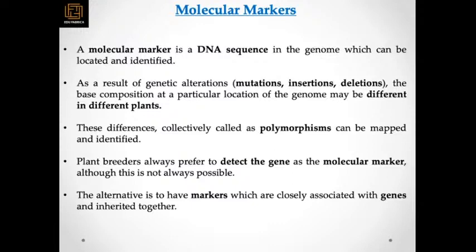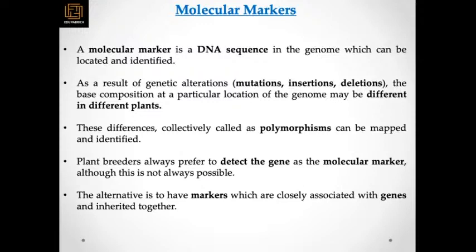So a molecular marker is a DNA sequence in the genome which can be located and identified. Yeah, so you can locate it anywhere in your gene and you can identify it to check the mutations, insertions, deletions. So whether there is any change, whether post-translational modifications, PTMs, happened or not. So that's why it is done there. So base composition at a particular location of the gene may be different from plant to plant. The same particular location which has been deleted in one may be inserted in the other, so that would be different from plant to plant. And this is collectively known as polymorphism, and which can be mapped and identified.